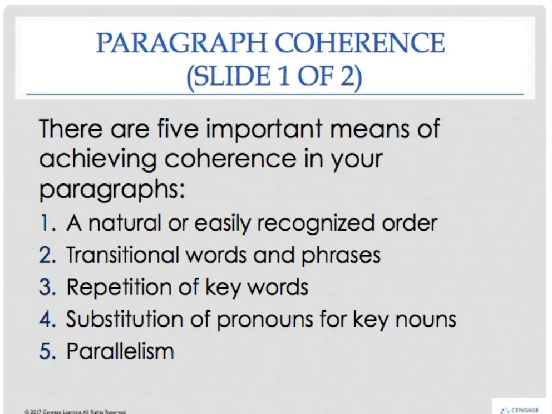So there are 5 important means of achieving coherence in your paragraphs. You want to have a natural or easily recognized order. You want to include transitional words and phrases. You want repetition of keywords, but not to the point where it's so noticeable that it's kind of odd. Substitution of pronouns for key nouns, and parallelism.